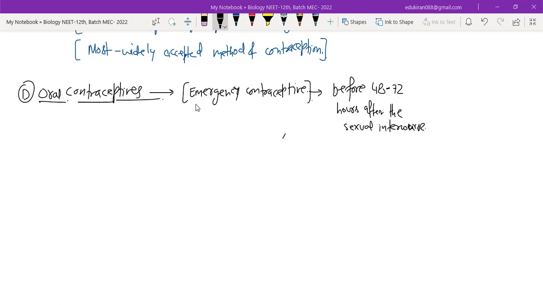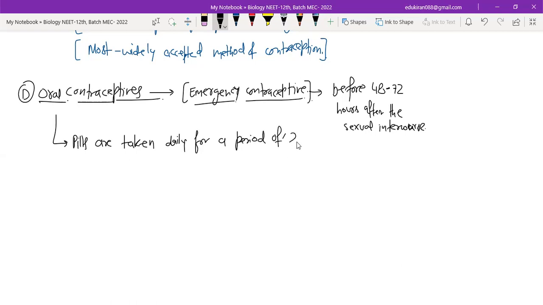But if you are not using it as an emergency contraceptive, and a female wants to use this as a normal mode of contraception, then in that case, pills are taken daily for a period of 21 days, starting around 5 to 6 days after the menstrual cycle begins.